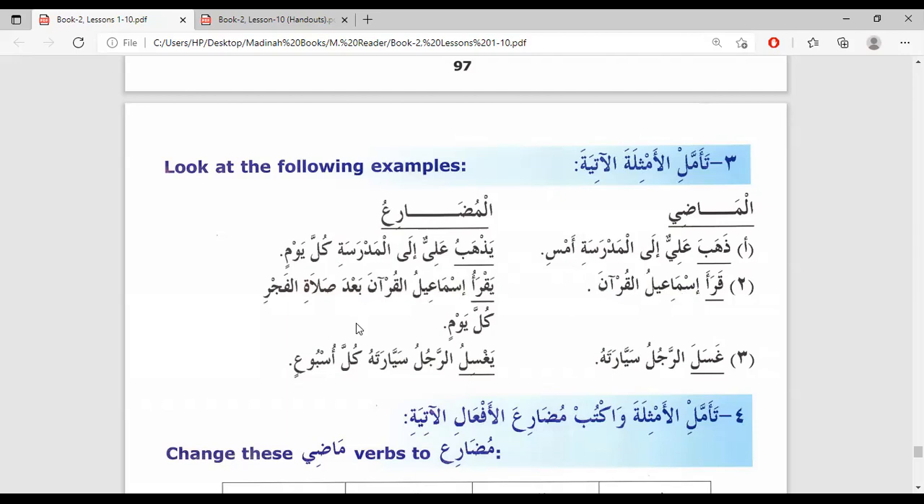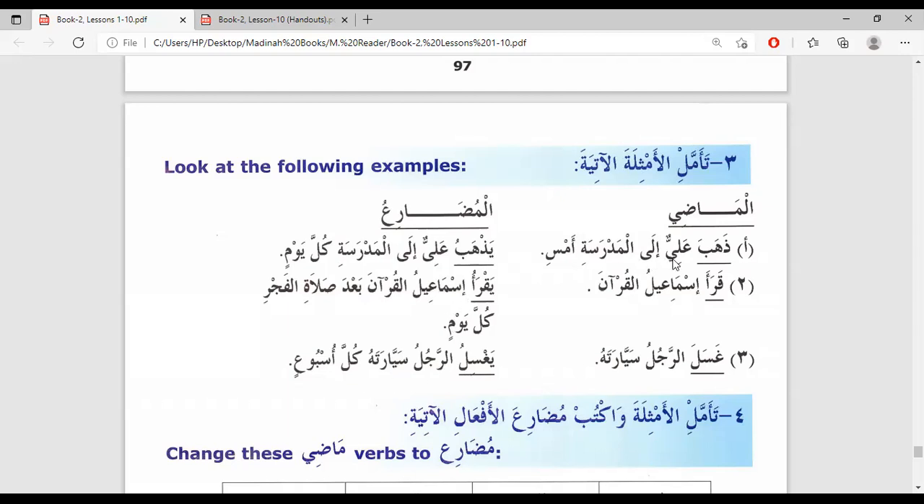So here we have كل يوم and also كل أسبوع, and that means it is a habit. So when we have habit, it will be translated as simple present. يقرأ إسماعيل القرآن بعد صلاة الفجر كل يوم. Ismail recites Quran every day after Fajr prayer. And غسل الرجل سيارته. The man washed his car. يغسل الرجل سيارته كل أسبوع. So the man washes his car every week.